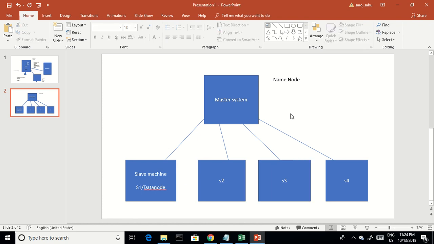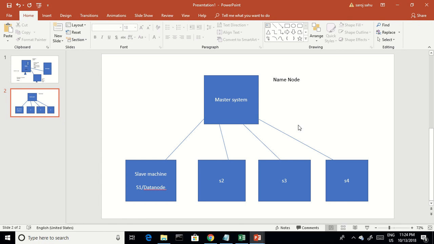Why? Because it is commodity hardware. So Hadoop clusters support commodity hardware. What does it mean? Commodity hardware are systems which are very low reliability. They are not enterprise systems. They are very low cost systems. Even our desktops we can include in this cluster on the fly. Even in the running condition we can add systems to the cluster.